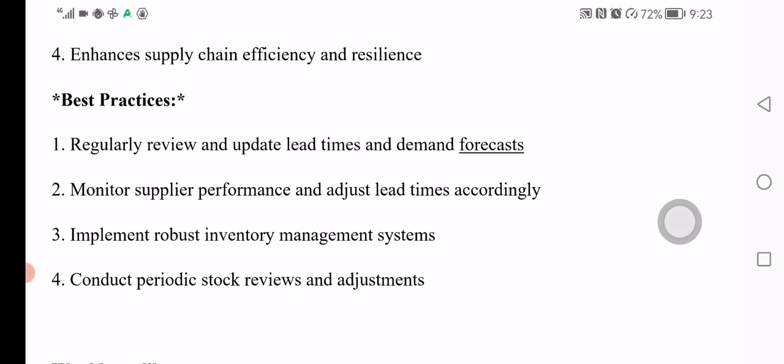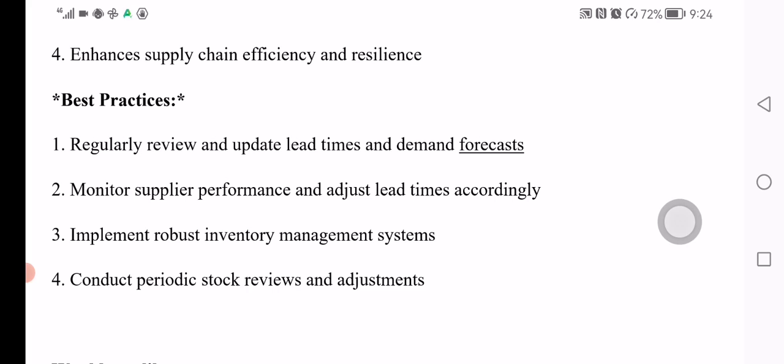Suppose there are disruptions or an emergency or abnormal situation arises. In order to curb the damage, you must adjust lead time accordingly. Hence you must shift towards a faster mode of transportation, etc.